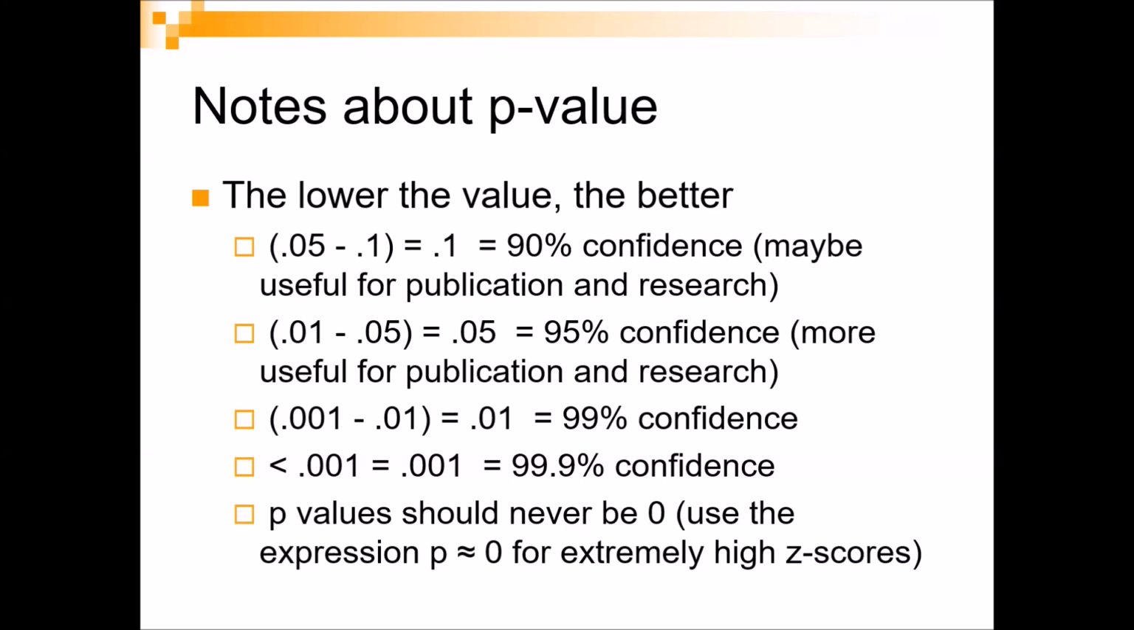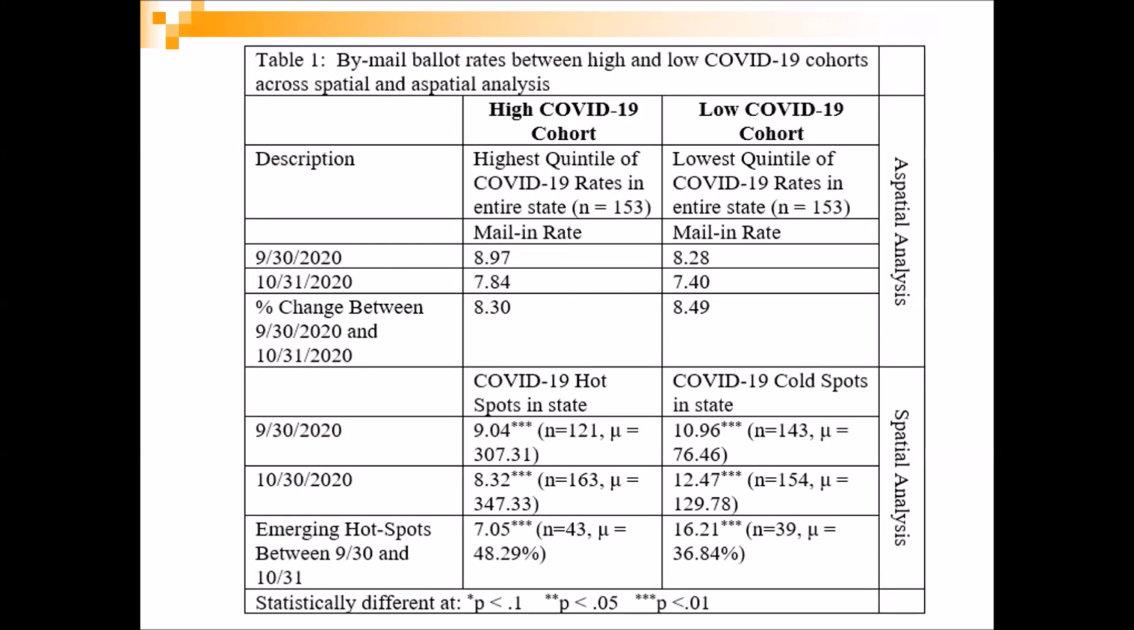Remember we showed last week where we ran that nearest neighbor analysis and it was like p equals 0.00001. That means we're really, really confident that those numbers are clustered. We're really sure they're clustered. A p-value should never be 0, so p is approximately 0 for very extreme high p or z scores. But this is an example of what we look at here.